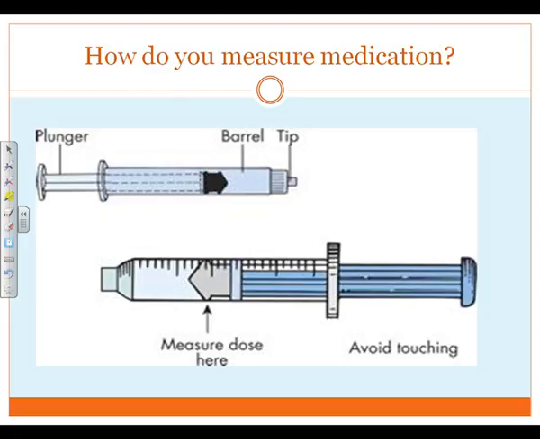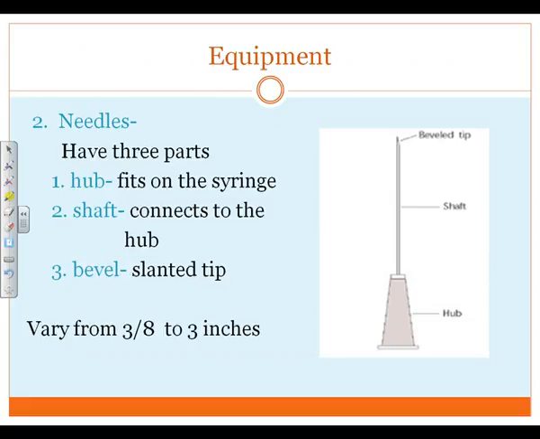Okay, so we talked about syringes. Now we're going to talk about, what do we need to actually give the injection? Medication, but what about a needle? Okay. Alright, so once you've got a syringe, now you need a needle to put on your syringe. And a lot of them already come pre-attached. It does have 3 parts. It has the hub, which is actually the plastic part that connects to your syringe. It has a shaft, which is the long needle part. And then on the end, it has a bevel, which is a slanted tip.